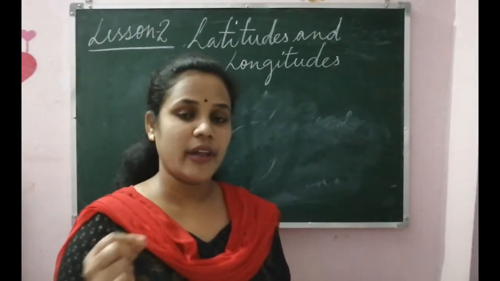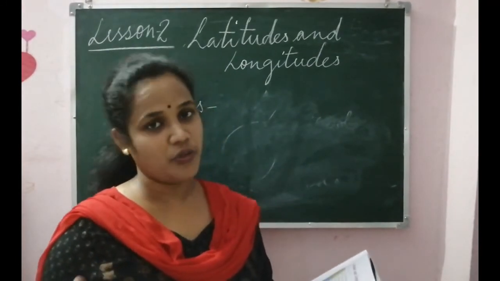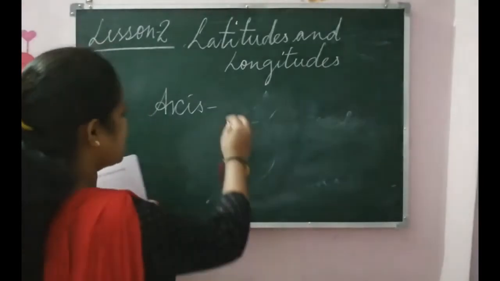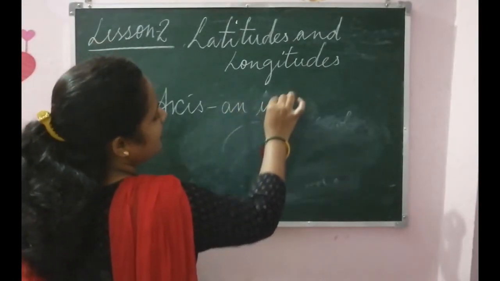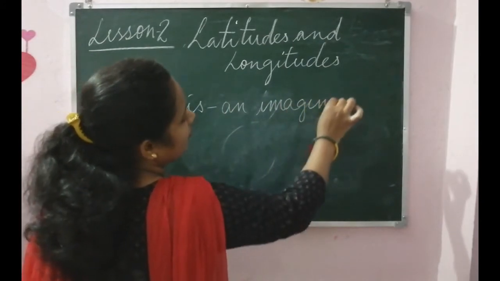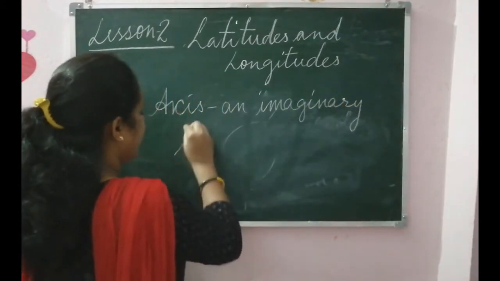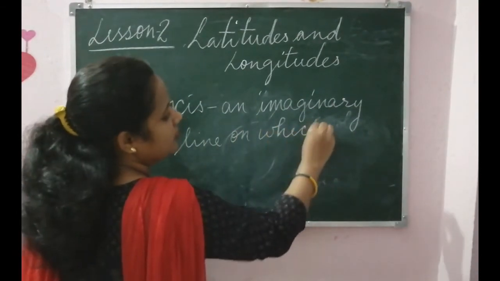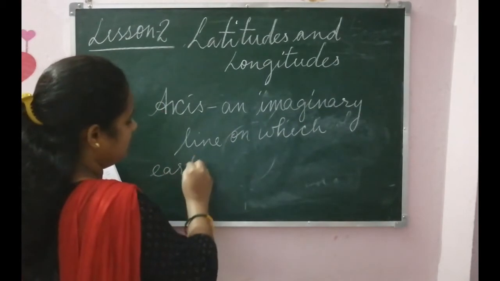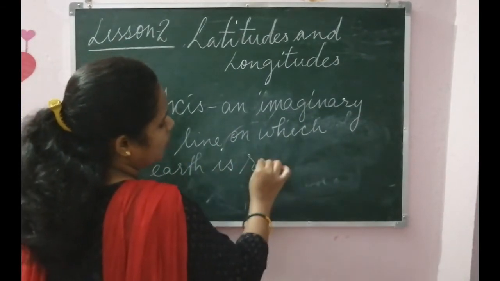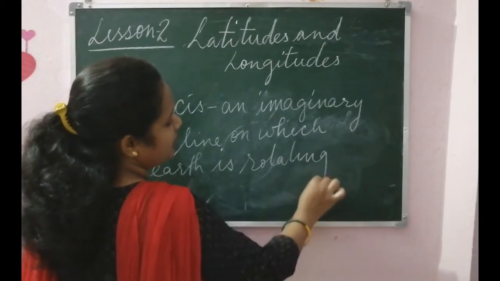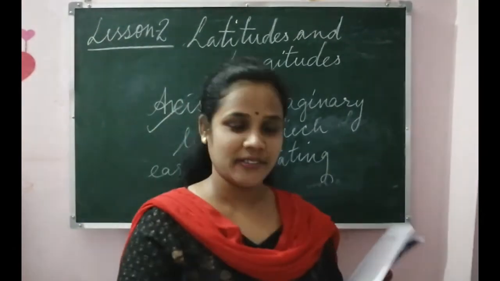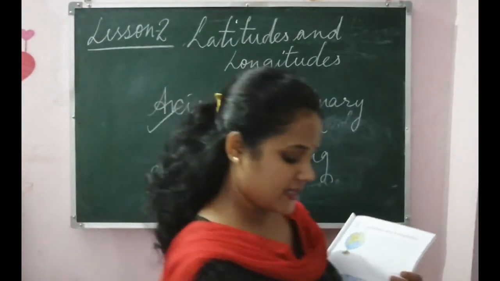Understood? And the two ends of the globe, one is in the north, you have the North Pole, and one is in the south, your South Pole. So I write here: axis is an imaginary line on which earth is rotating. Rotating means moving. So this is your axis. Alright, so we have learnt about axis.